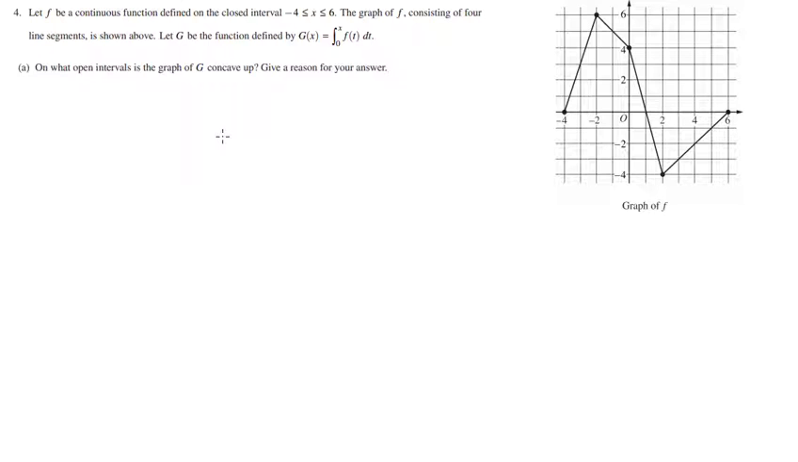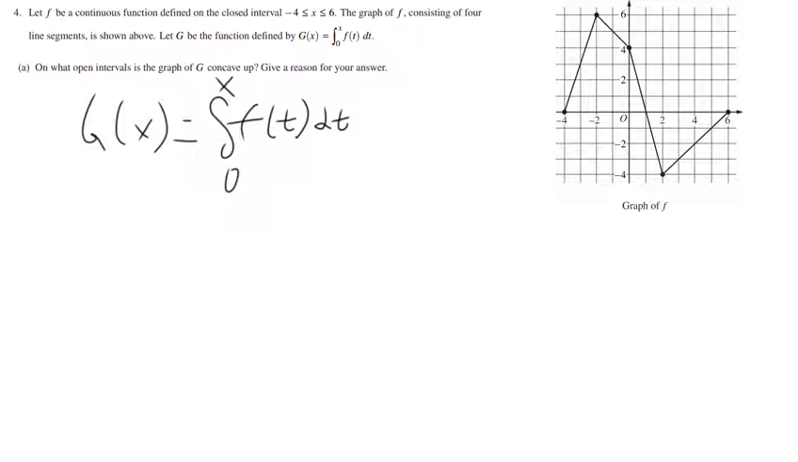For the first part of this question, we have to figure out on what open intervals the graph of g is concave up. Well, where is a function concave up? A function is concave up where its second derivative is positive. So we need to take the second derivative of g of x. We know that g of x equals the integral from 0 to x of f of t dt.